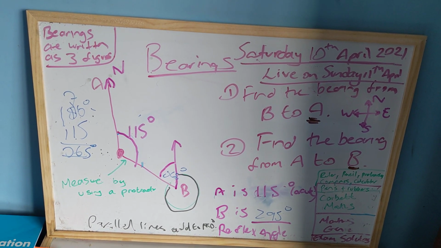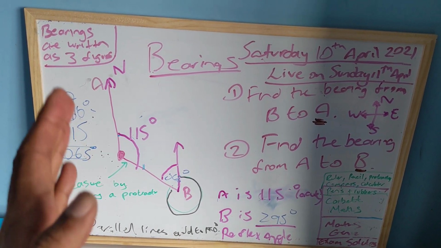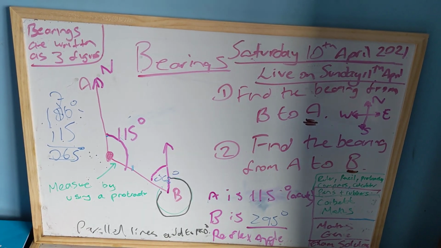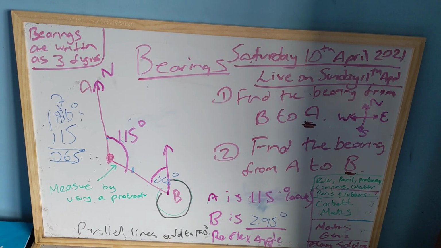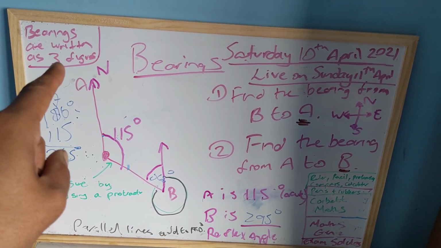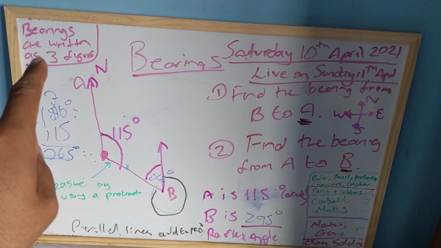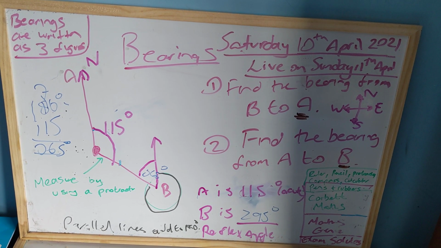Okay, so start with bearings. A bearing is measuring angles from the north. It's always measuring angles clockwise from the point that I measure from. The key thing to remember is that bearings are always three figures.